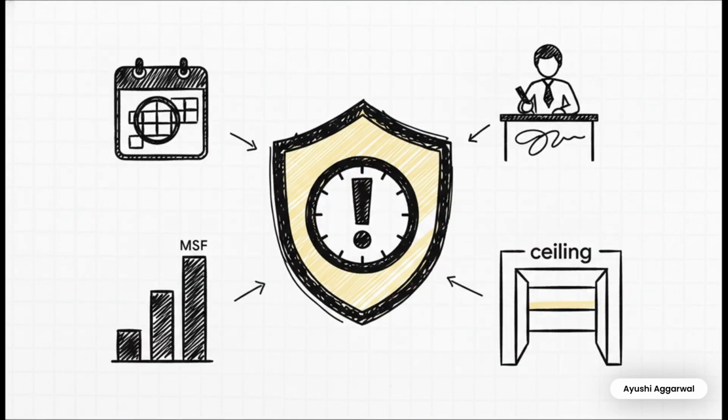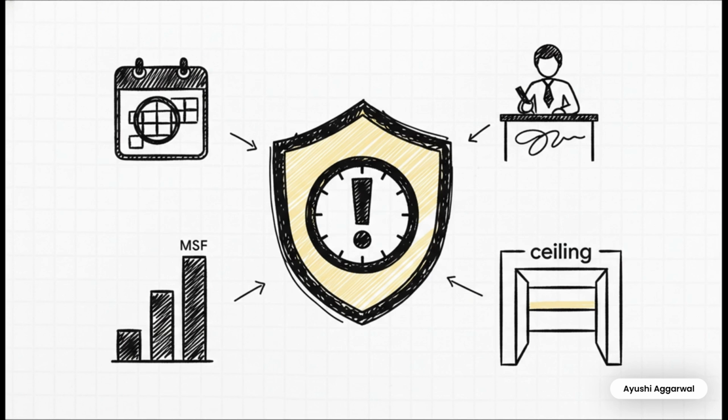Okay, let's hit some quick-fire exam points for MSF. You absolutely need to know these. When was it introduced? 2011. Which committee recommended it? The Narsenham Committee. How much higher is the rate than the repo rate? Usually about 0.25%. And what's its role?